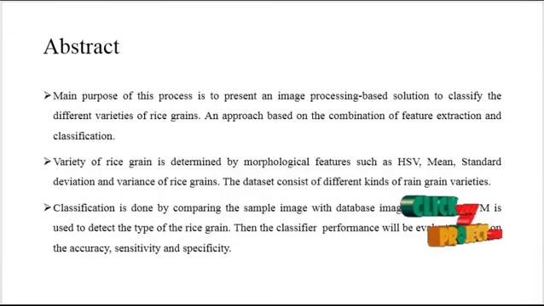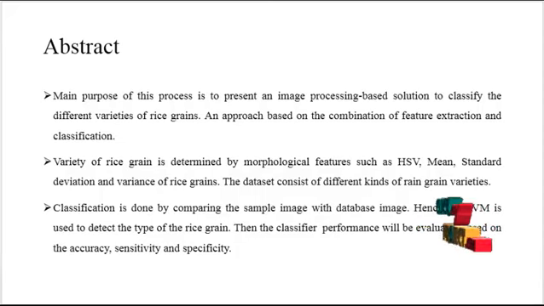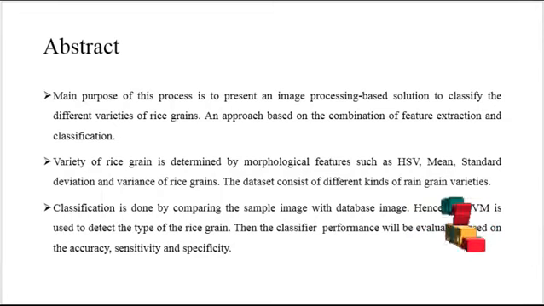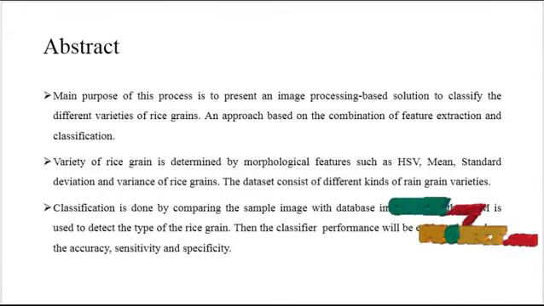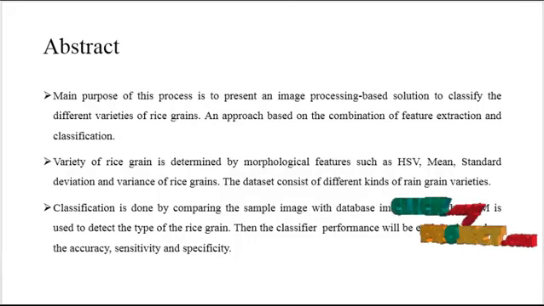The classification is done by comparing the sample image with the database image. Hence the SVM is used to detect the type of the rice grain. Then the classification performance will be evaluated based on the accuracy, sensitivity and specificity. Hence in this process we have three kinds of modules which play a major role: the feature extraction, classification and performance.